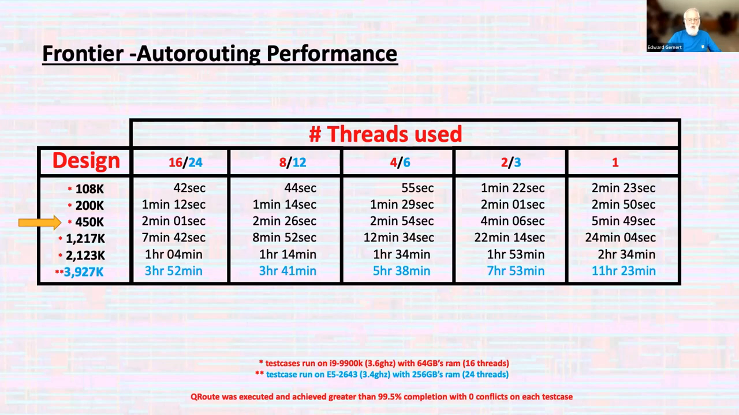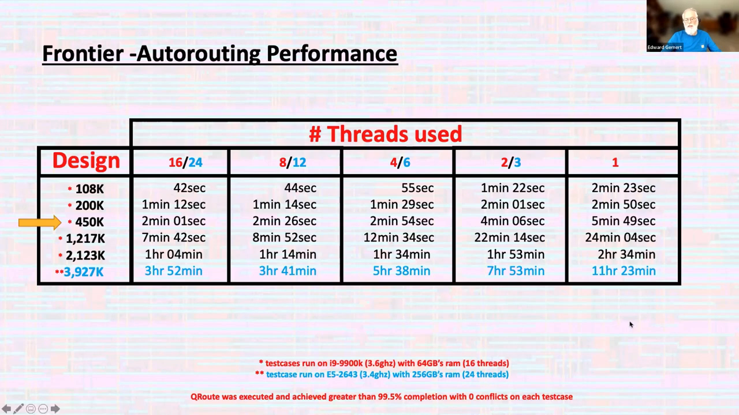And if I run it on one thread, it's 5 minutes and 49 seconds. So this shows a table of different designs. There's a design with 108,000 up to almost 4 million connections. The 4 million connections I ran on a different machine with 24 threads. It has 256 gigabytes. For 4 million connections, we routed in 3 hours, 52 minutes with threading versus 11 hours and 23 minutes without threading.